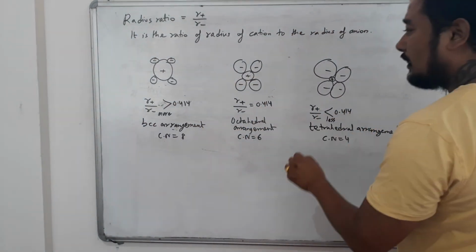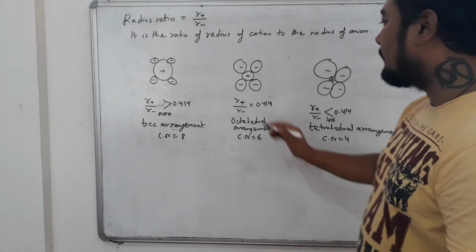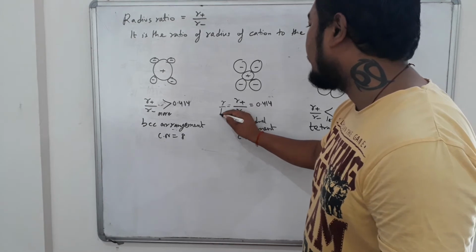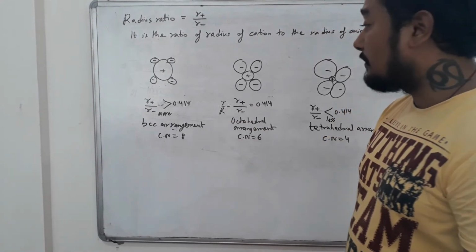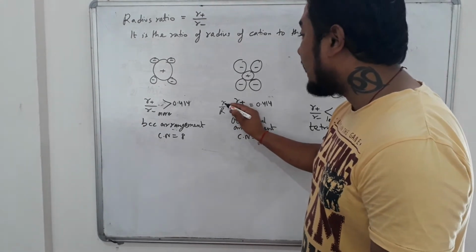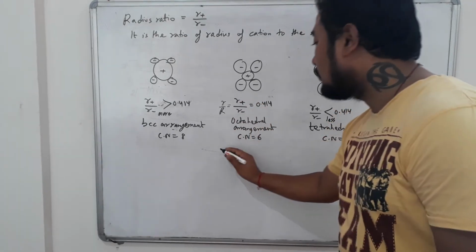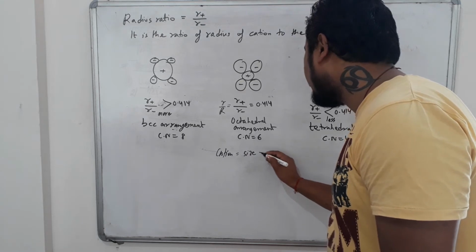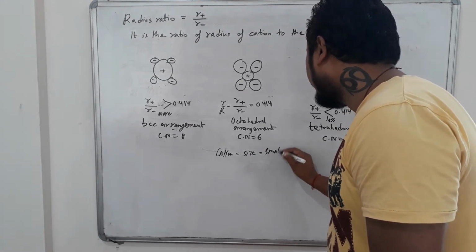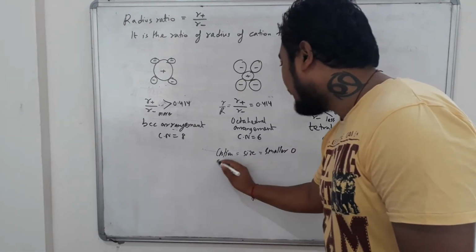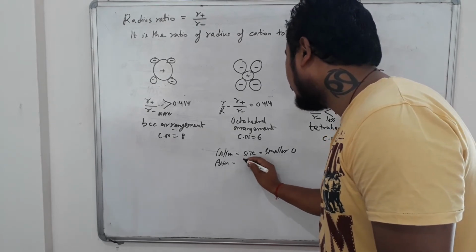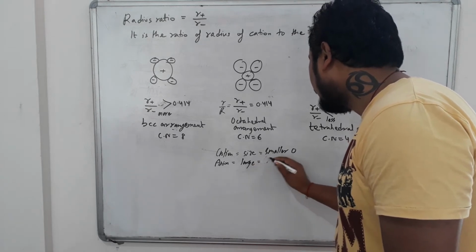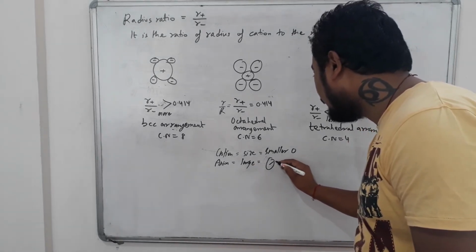Now, do remember students, sometimes we represent the radius of cation by small r also and the radius of anion by capital R. Why, students? The size of cation is smaller than anion. Do remember, cation atomic size is smaller, and anion atomic size is larger. Therefore, if the size is more, the radius will also be more.